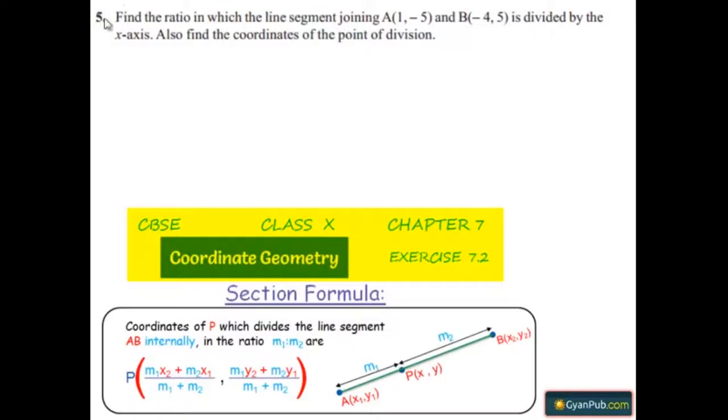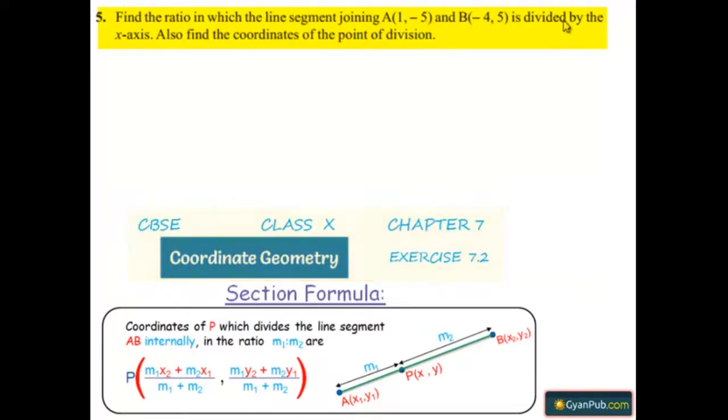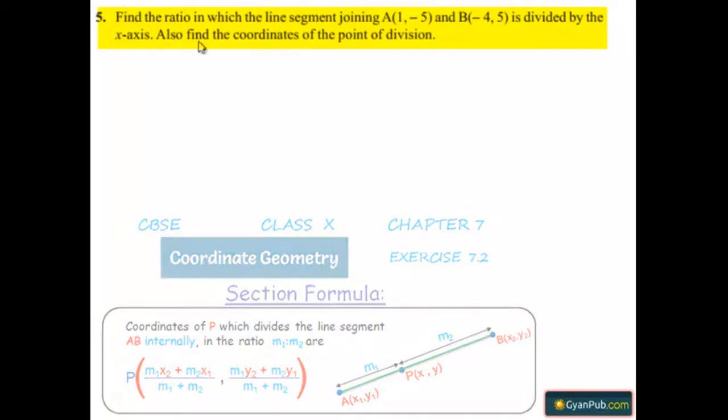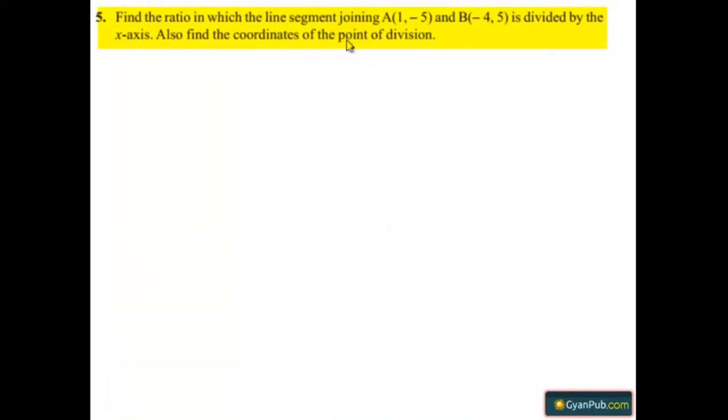Coming to question number 5: find the ratio in which the line segment joining A(1, -5) and B(-4, 5) is divided by the x-axis. Also find the coordinates of the point of division. Moving on to the solution, let the given points be A(1, -5) and B(-4, 5).